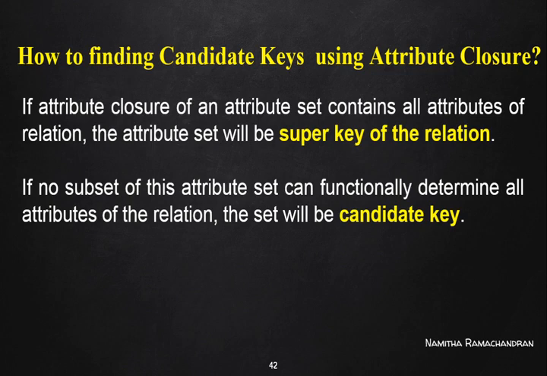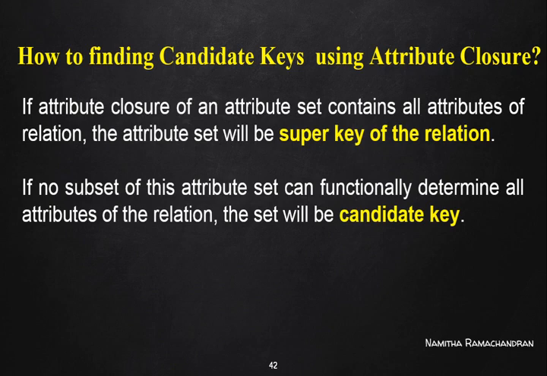Okay, with the help of this attribute closure, we can identify the candidate keys, all possible candidate keys of a given relation. What is this candidate key? Candidate key means minimal super key that can derive all the attribute values uniquely in a given relation. Candidate key means minimal super key. What is this minimal super key?